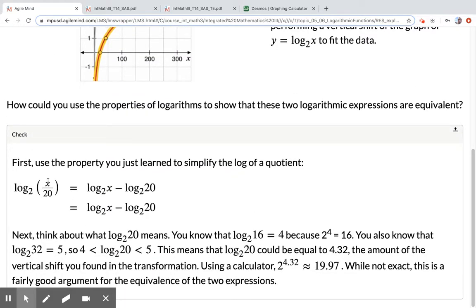So instead of log base 2 of x over 20, I can do log base 2 of x minus log base 2 of 20. If you were to grab a calculator, and we'll talk in later lessons about how to make your calculator play nice, but if you had a way of calculating that out, what you would find is that log base 2 of 20 is about 4.32, which is the amount of vertical shift that we found on our transformation. How's that for trippy? It's not exact, but this kind of gives you an idea of why that happened in the last lesson.